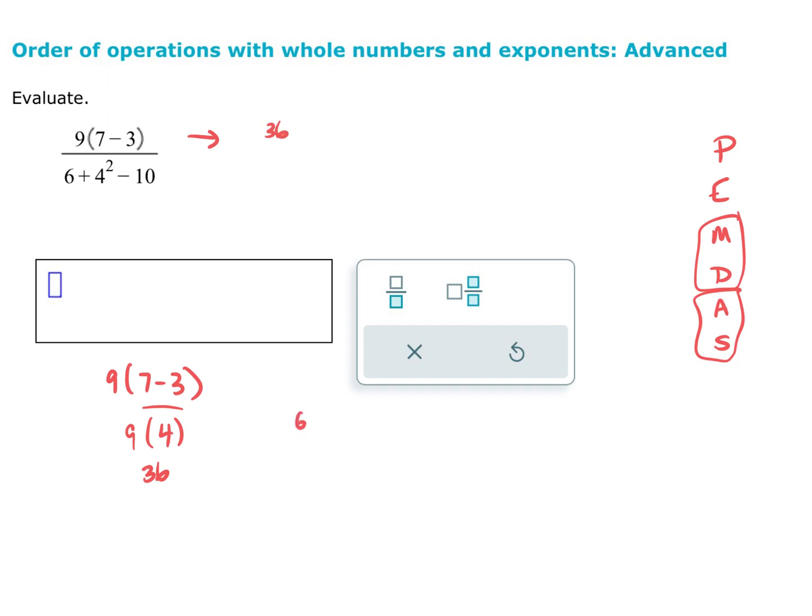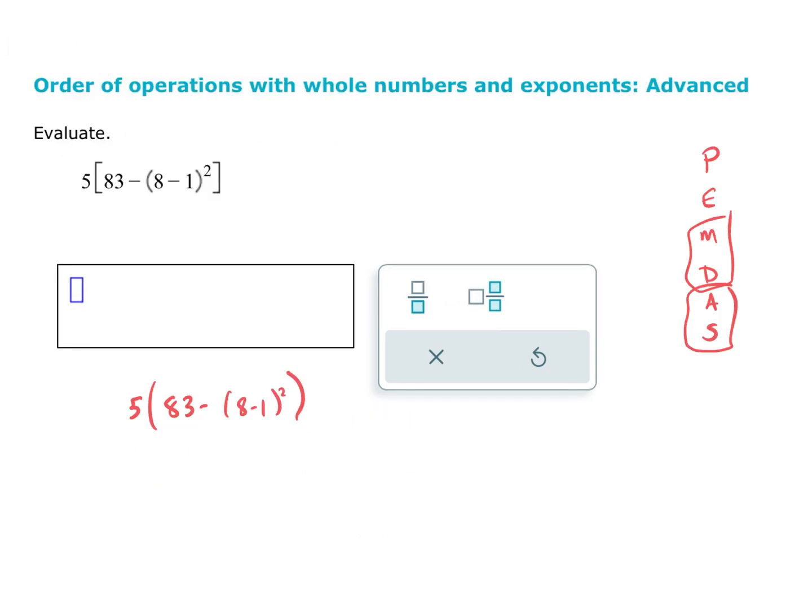Our denominator is 6 plus 4 squared minus 10. I don't see any parentheses, but I do see exponents. 4 times 4 is 16. Rewriting everything. Now I'm down to addition, subtraction from left to right. 6 plus 16 is 22 minus 10 is 12. So our denominator will be 12, and now we can simplify 36 over 12 equals 3.